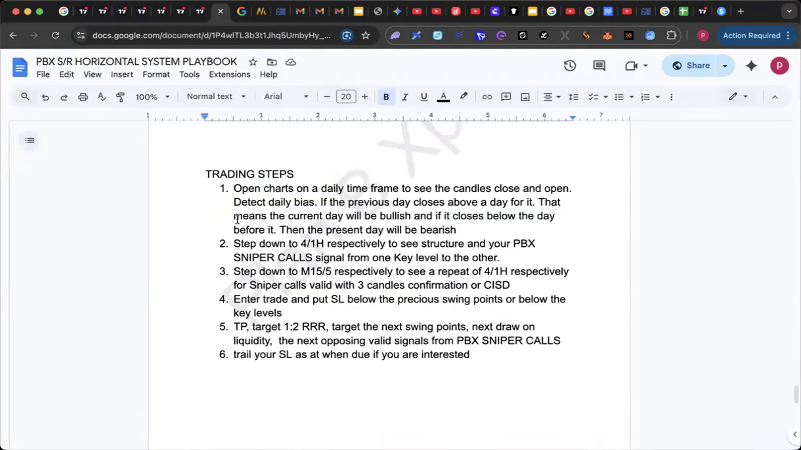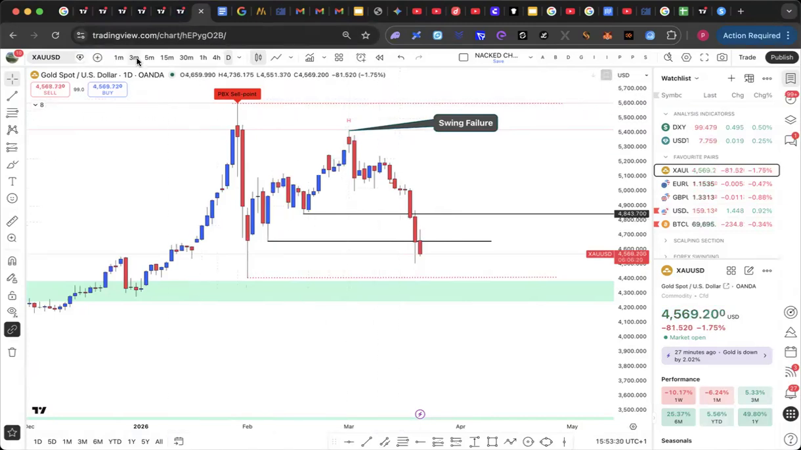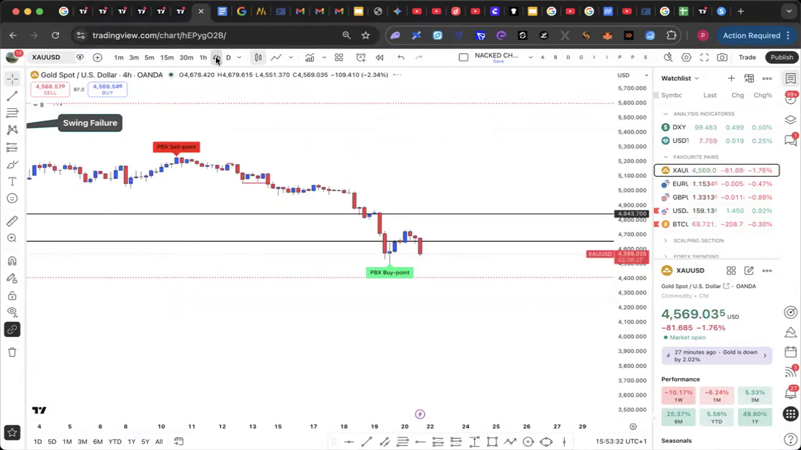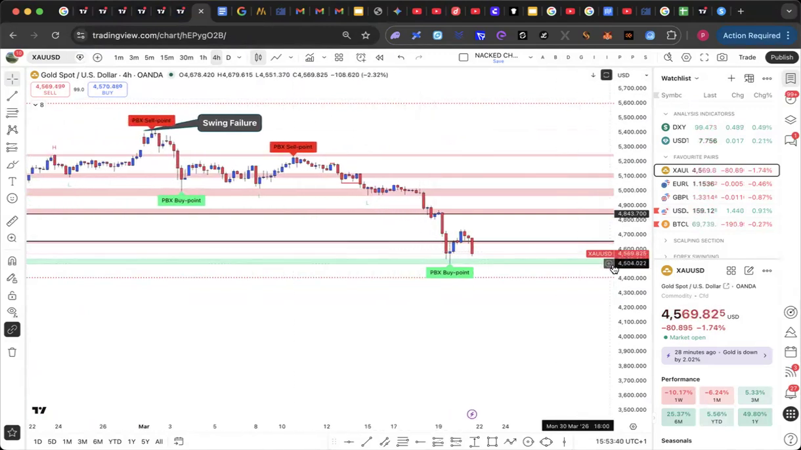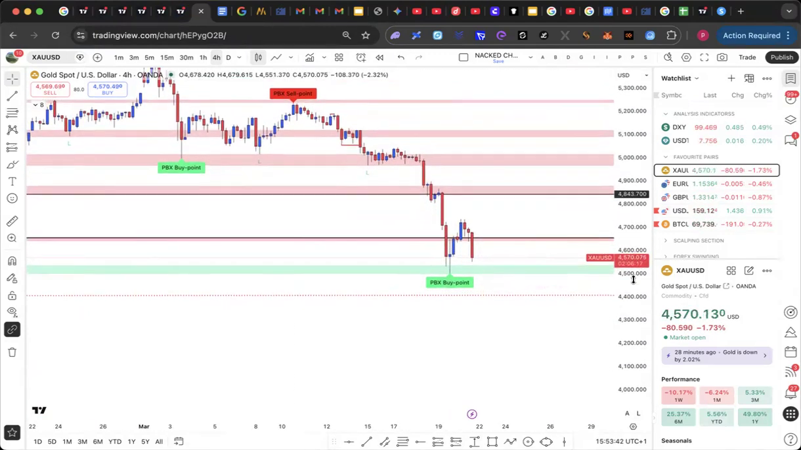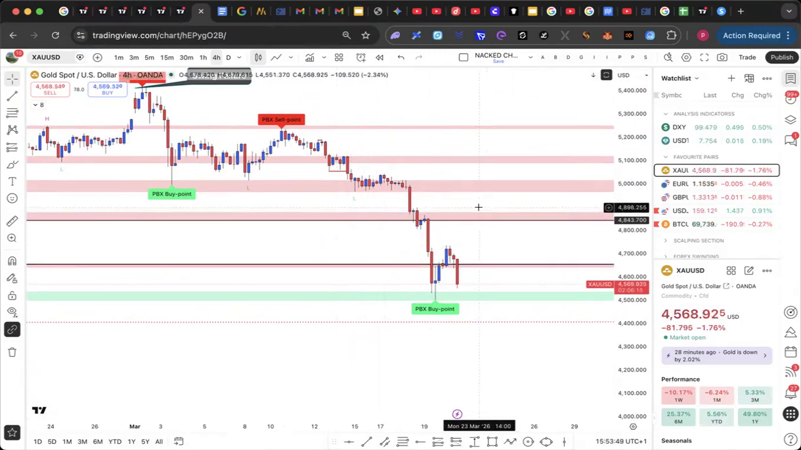Once I check that, the next thing you should do is step down to 4 hours or 1 hour. So let's step into 4 hours. Do you know what we're looking for in 4 hours? It's simple. We're looking for a buy signal or a sell signal.